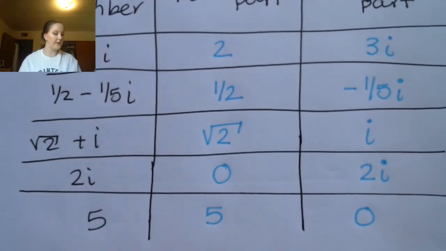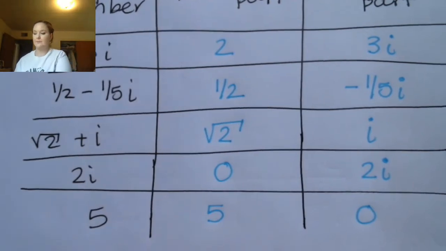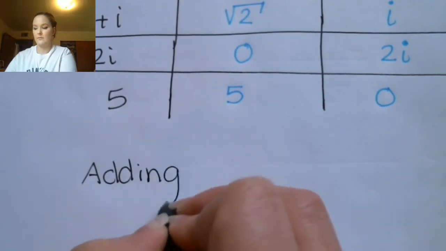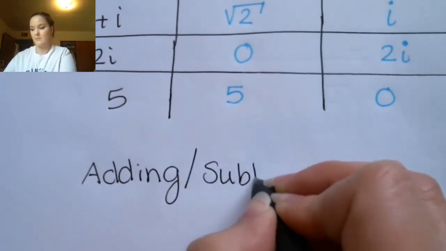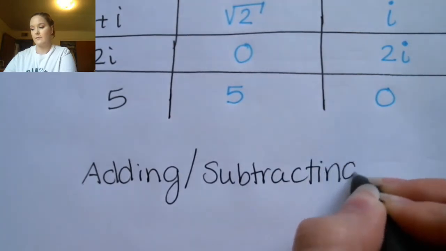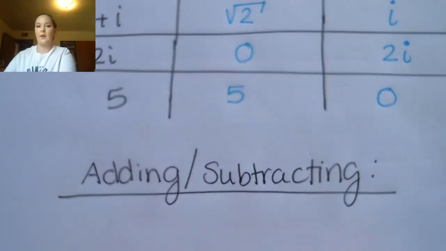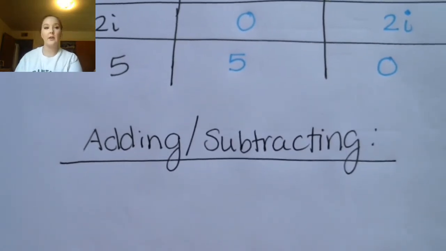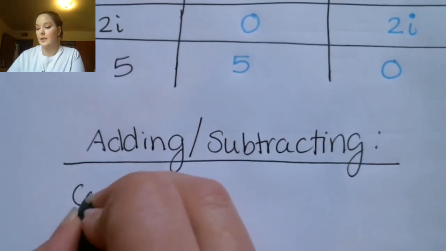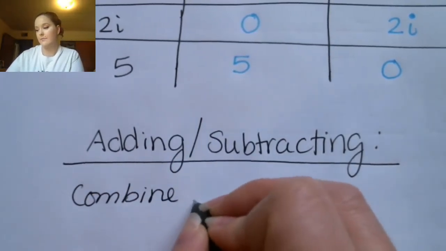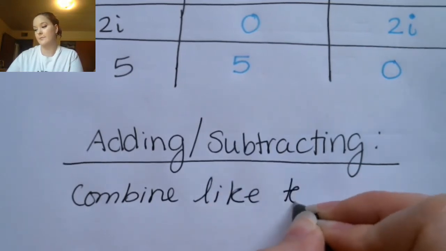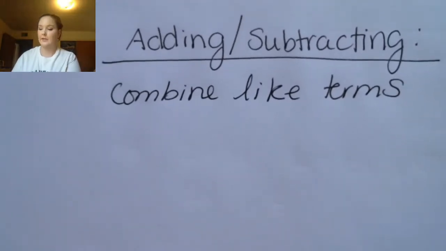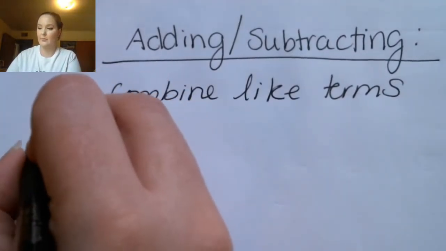Okay, let's talk about operations. Okay, so first we're going to talk about adding and subtracting complex numbers. So when we do that, okay, we are just going to combine like terms. Okay, so we're familiar with this concept of combining like terms, so let's look at an example.